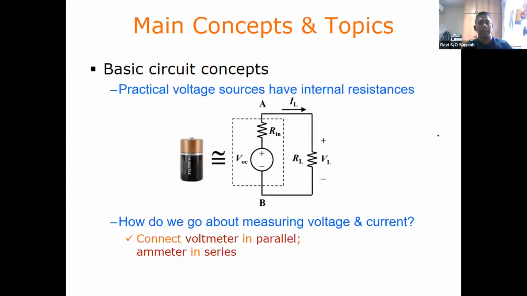Okay, next is on battery. So when we talk about battery sources or voltage sources, there is an internal resistance, and this internal resistance will cause some voltage drop.